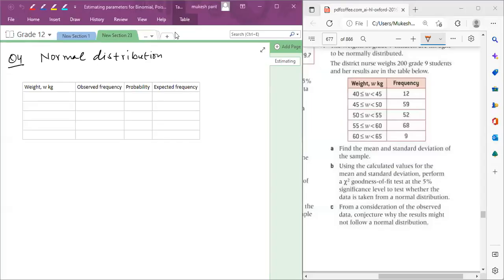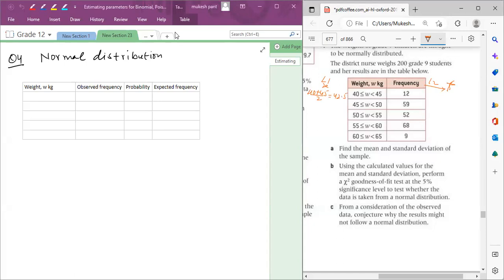To find the mean, we need the x values. In the calculator, in list one, we fill in the x values. List two will be the f, the frequency, which is given. How will you find the x value? You write 40 plus 45 over 2, so this becomes 42.5.